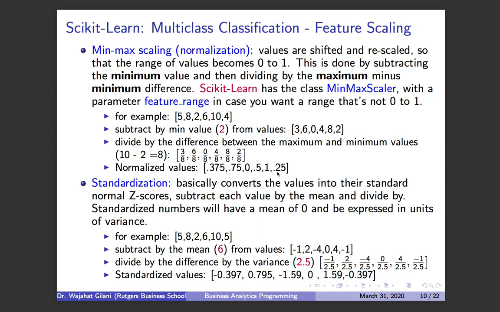All right. The other one is standardization. Just like Scikit-Learn has a min-max scaler, it has a standardization one. That basically converts the values into their standard normal z-scores. Do you guys remember your standard normal z-scores? My students better remember their standard normal z-scores, all right?